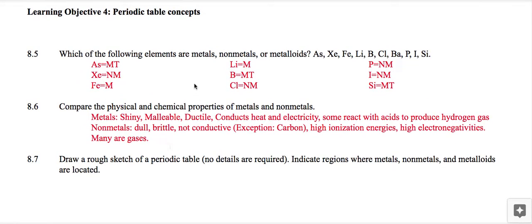All right, we are almost done here. We have periodic table concepts, which will go quickly. Number 5, identify these as metals, nonmetals, or metalloids. Look at the periodic table and make sure you know where these are.